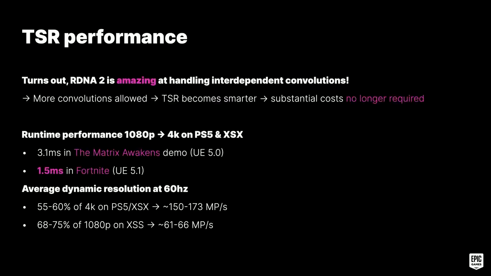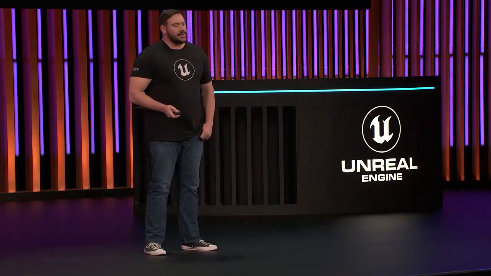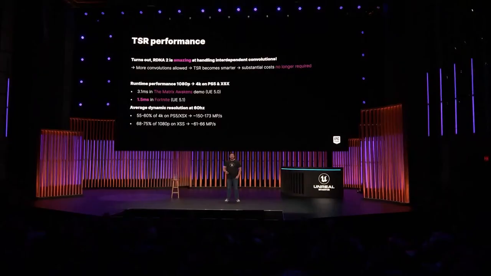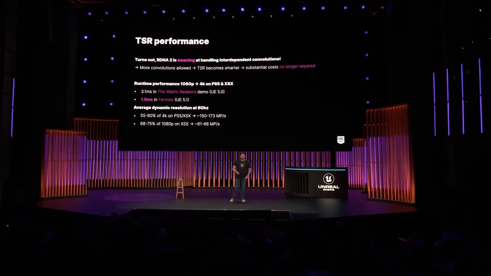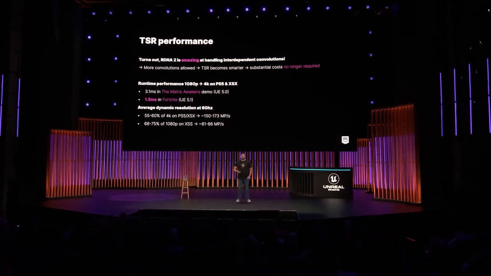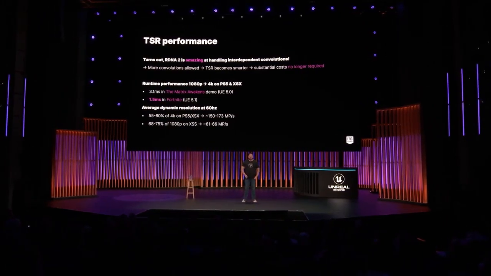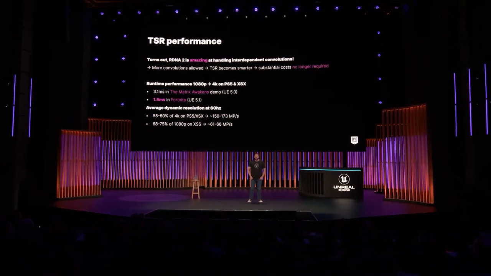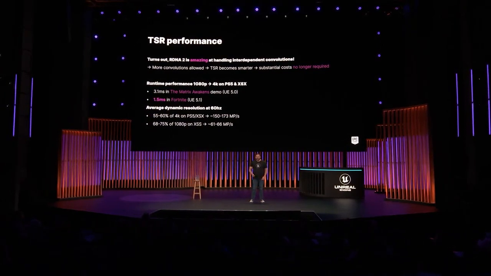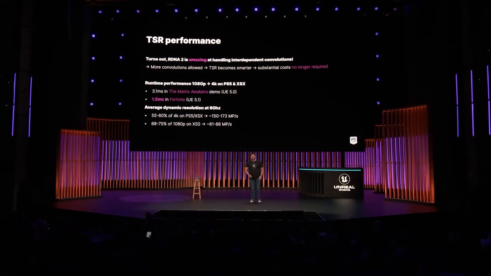However, major, surprising, and unexpected R&D breakthroughs on what existing console hardware can actually deliver allowed us to shrink the cost of TSR much further than we anticipated. We found a way to exploit the scale-up performance of RDNA 2 GPUs with handwritten interdependent convolutions. And the ability to chain many more convolutions has amazing properties that allows TSR to become substantially smarter and shave off large GPU costs that are no longer required. More technical details on this are to be published in the future.